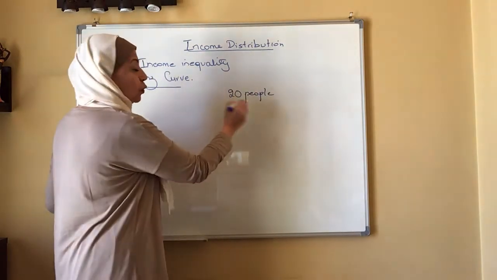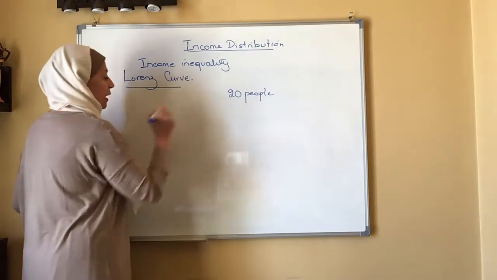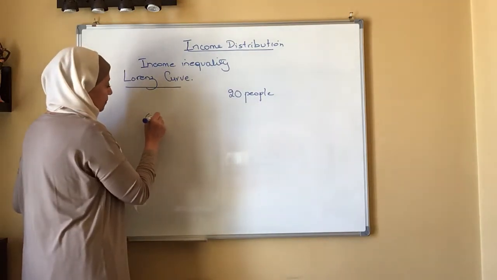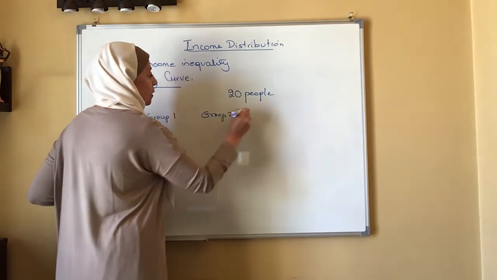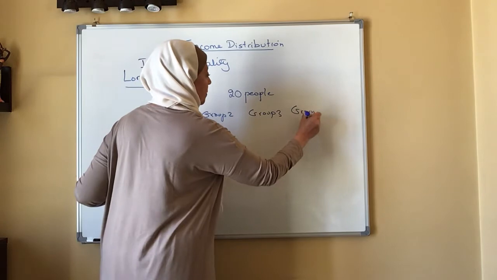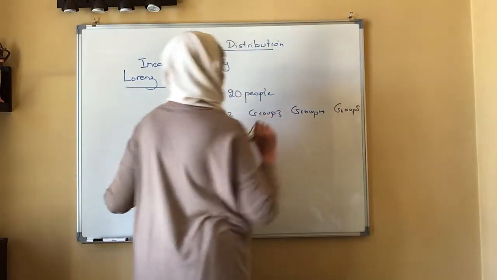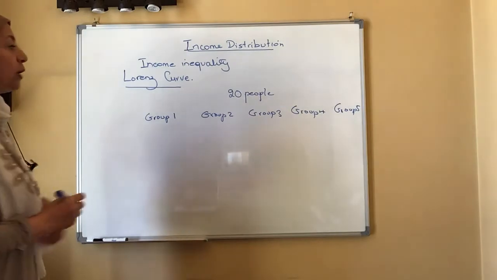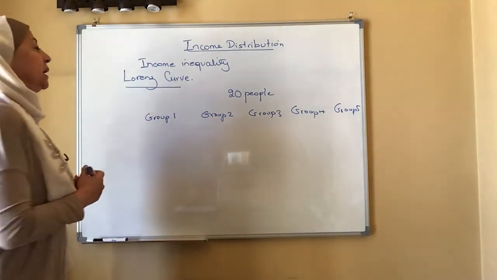And I divide those 20 people into 5 groups. Group 1, Group 2, Group 3, Group 4, and Group 5. This is the whole economy divided into 5 groups.